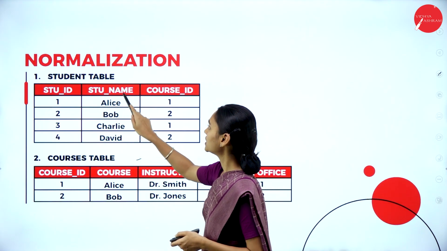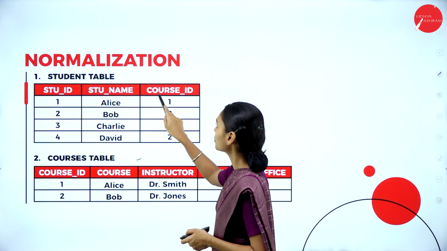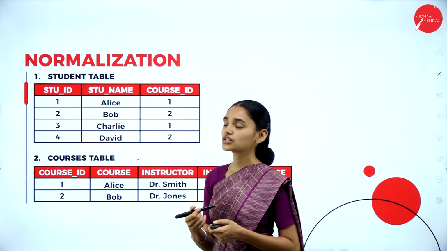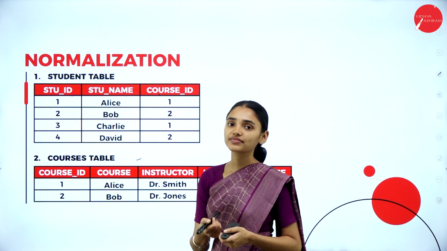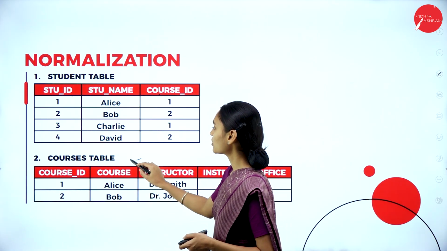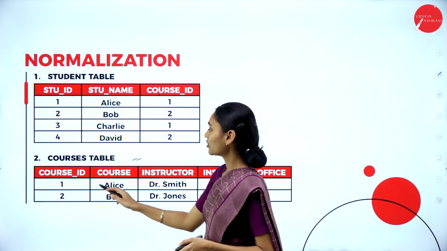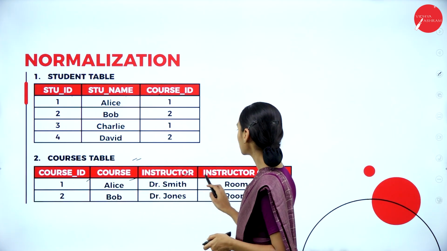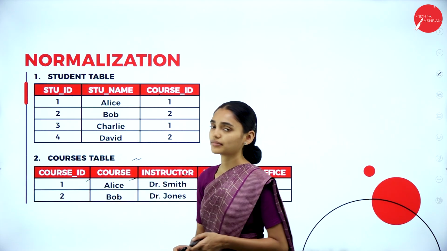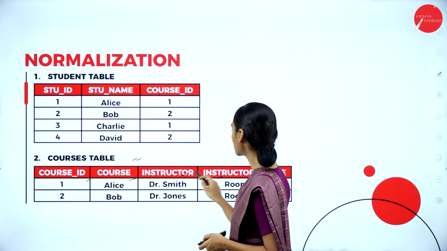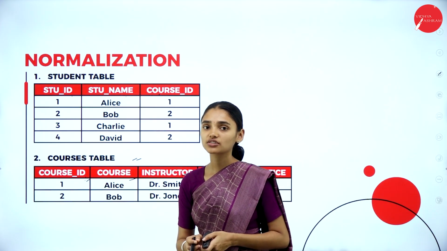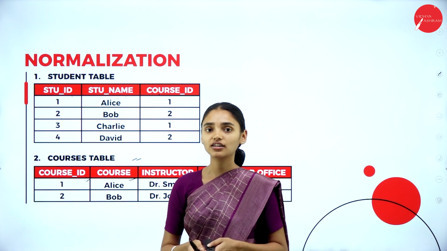So the student ID, student name and course ID. The course ID and student name depend only on the student ID. So based on the student ID, we can check the student name followed by the courses that student has chosen. Next is the courses table. In the course table, we have course ID, courses, instructor and instructor office. Here all the non-prime attributes depend on the primary key. That is, courses, instructor and instructor office depend on the course ID. So we can say that the table is in the third normal form.